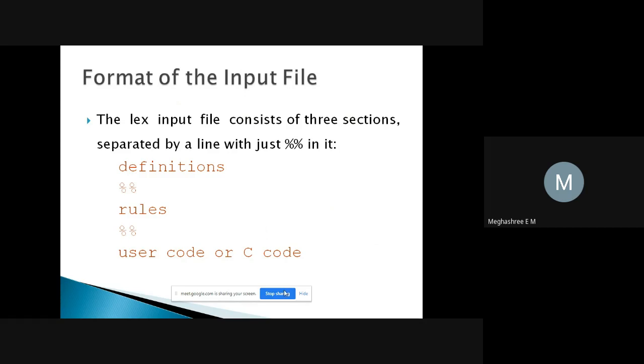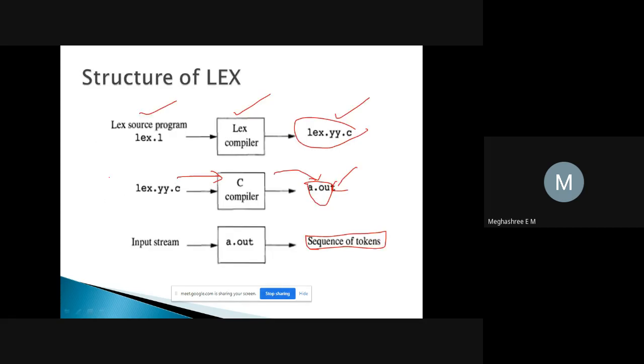Now, I said here the first step is you have to write the Lex program, right? This step you have to remember always. First, write the Lex program, which is given as input for the Lex compiler, which always generates C code. Since it is a C code, again it has to be compiled with the help of the C compiler, and the output of the C compiler, for which you're going to give the input stream, that is the high level language. Once it is fed to this output file, it will generate the sequence of tokens.